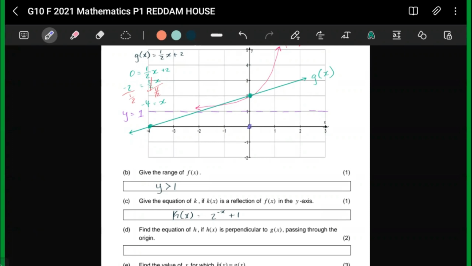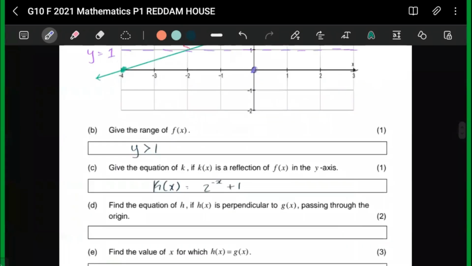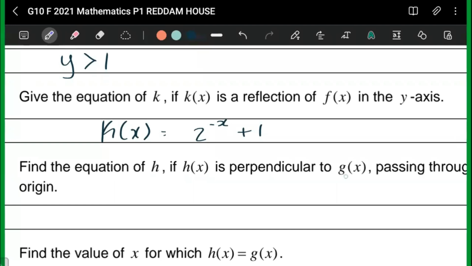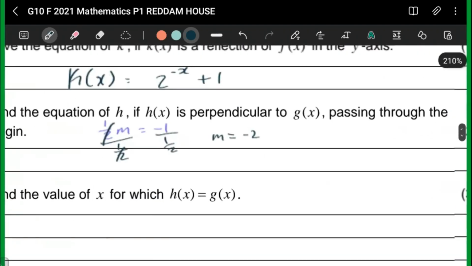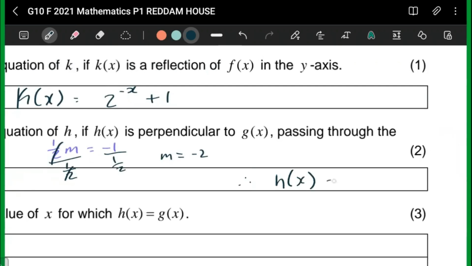So this being said, let's get the equation of G. What we know is the gradient of G is a half. So a half multiplied by the gradient of the second line should give us a -1. If you divide by half on both sides, we're going to get m is equal to -2. Here we go. That's the gradient of H. The y-intercept of H is just a 0 because it passes through the origin. So the equation of H, h of x is equal to -2x, because your gradient is a -2 and your y-intercept is a 0.